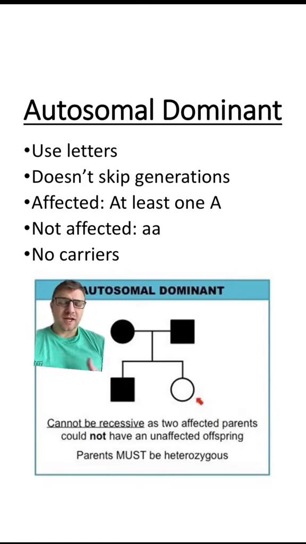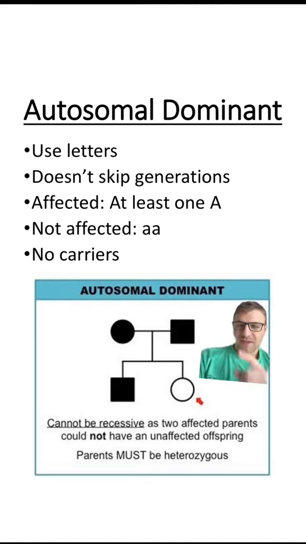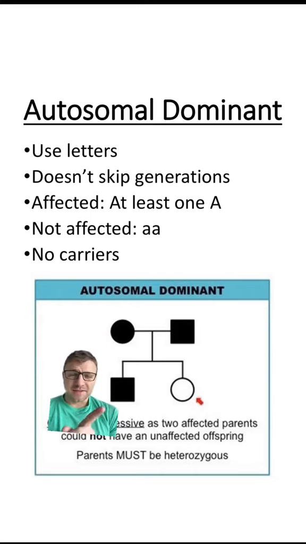This individual is aa again, however, they don't have the trait. The parents here are going to be heterozygous, however, they're not carriers, since if you have one dominant allele, you have the trait. These parents had to be heterozygous since this individual is aa. And again, this individual is big A_, since we don't know that second allele.